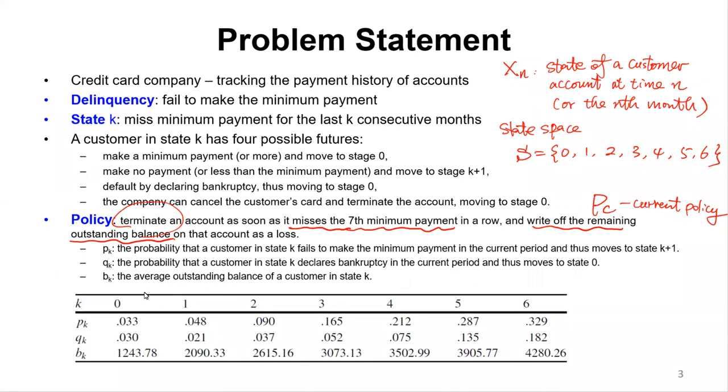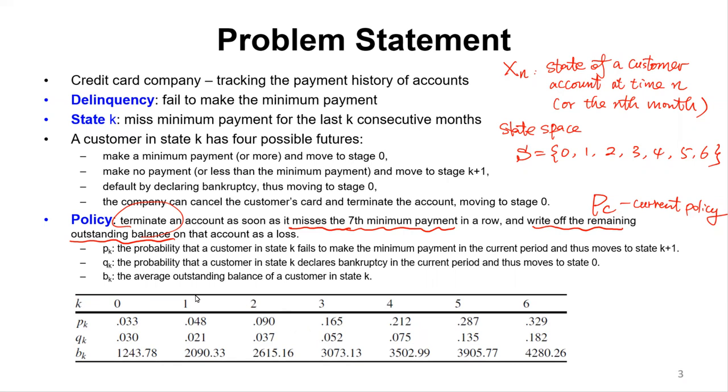q_K is the probability that a customer in state K declares bankruptcy in the current period. That means in this state, the account holder can declare bankruptcy. For example, in state 3, with probability 0.052, the account holder can declare bankruptcy, and then it will automatically move to state 0 immediately. It will not move to state 4.